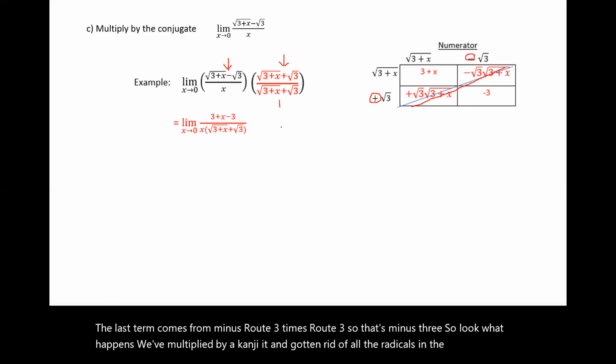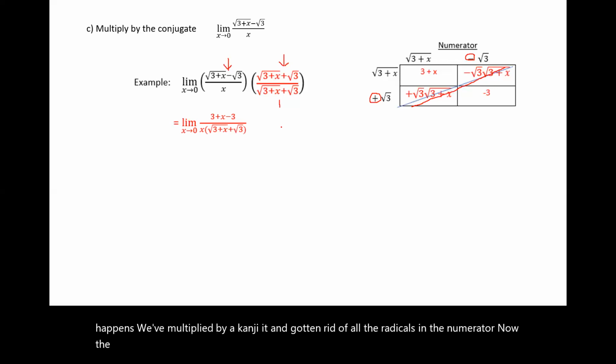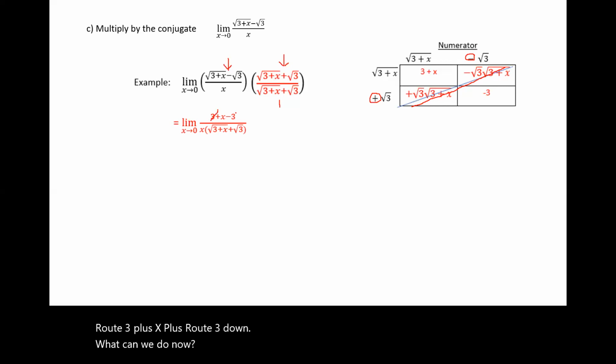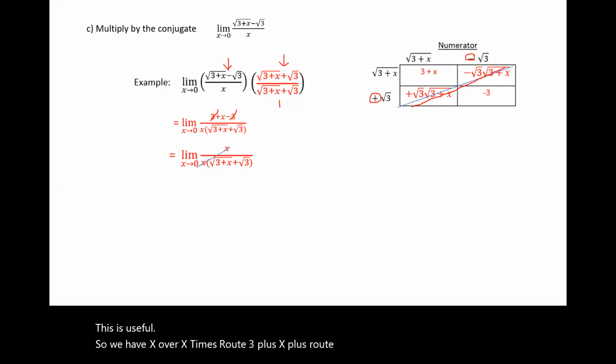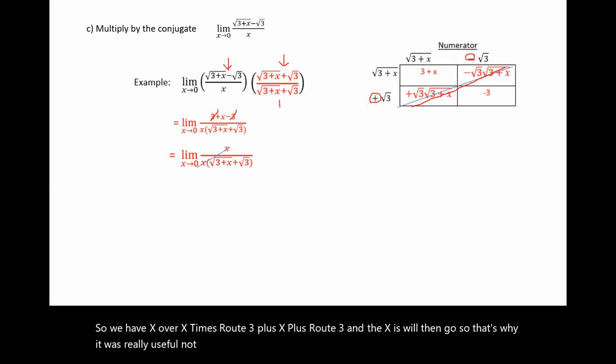Now the bottom, save yourself some work. Don't expand. Just put the x down and put the root 3 plus x plus root 3 down. What can we do now? This is useful. So now we have x over x times root 3 plus root 3, and the x's will then go. So that's why it was really useful not to expand, so it was obvious that the x was common.